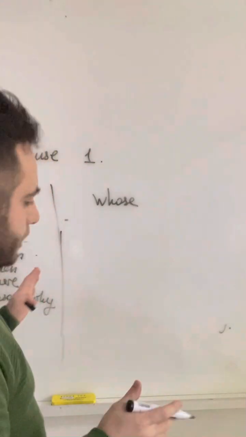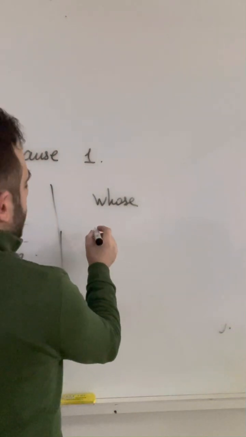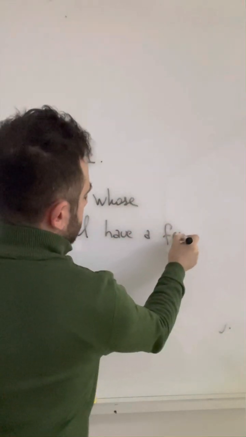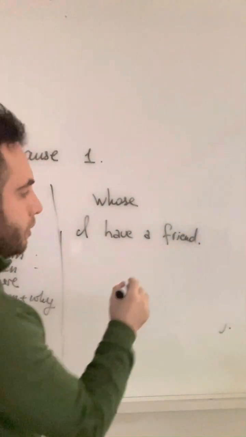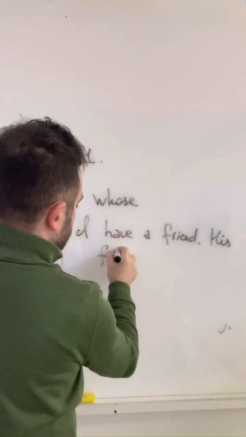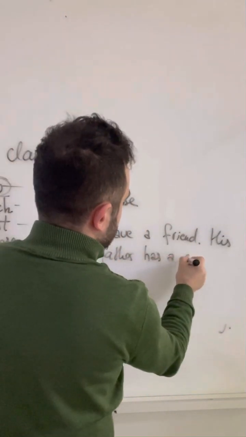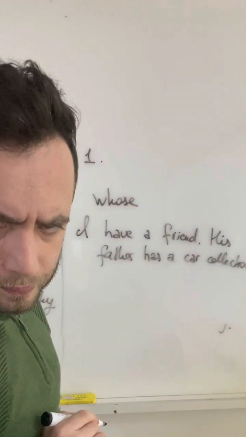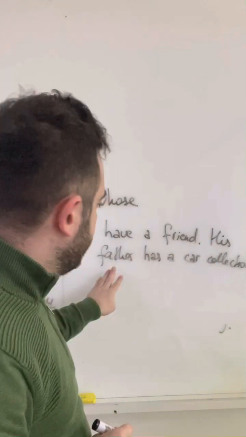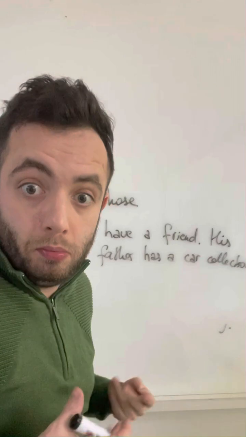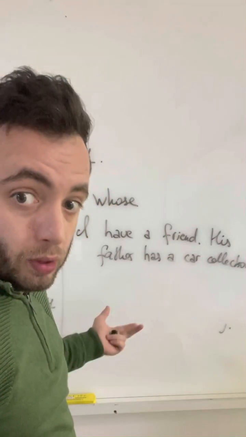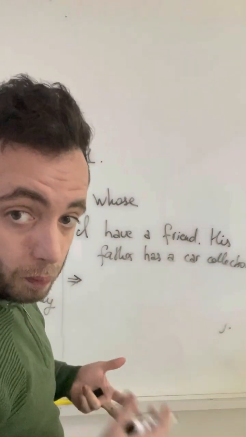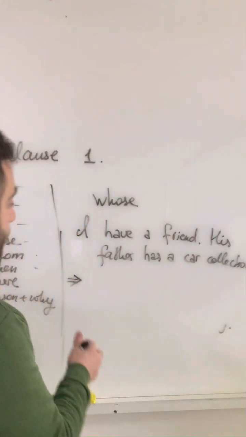Let's look at the sentence. First, maybe let's just listen to the sentence. I have a friend. His father has a car collection. It's a car collection. So you see, a friend and his father. So we can still combine them because it's possible. To make it more academic, the sentences need to be combined. So if you ask me how to combine, let's say the combination will be made.